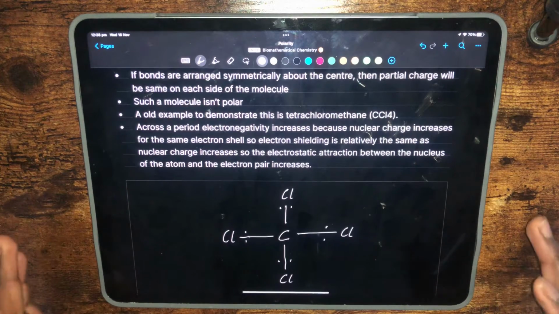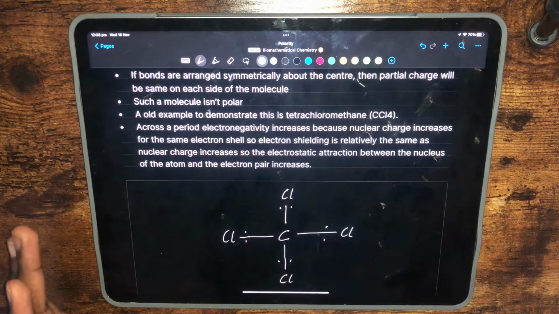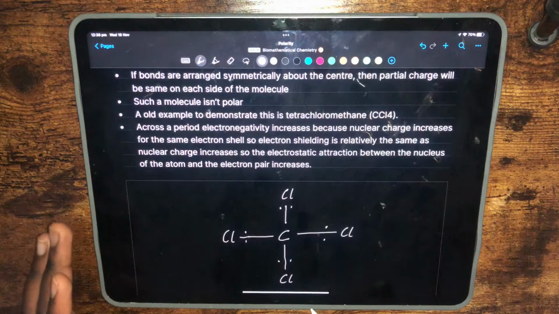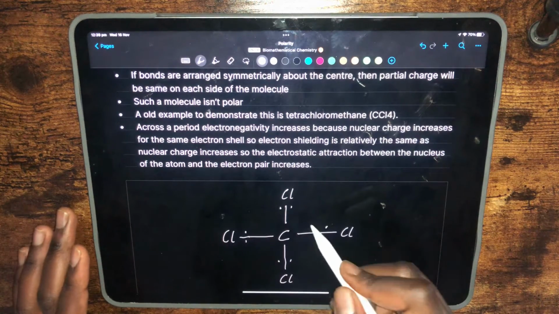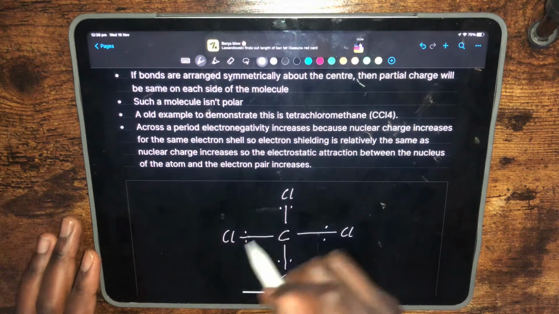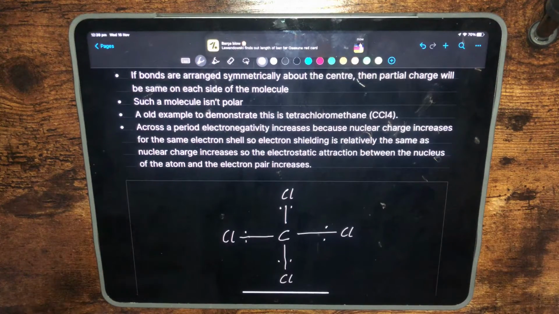It's the same. So I wouldn't say there's a charge. It's the same bond each time. There's no charge separation within bonds. There's no polar bond because each bond is exactly the same. There's no difference in electronegativity between each type of bond. It's the same type of bond. Therefore, this is no longer considered to be a polar molecule.